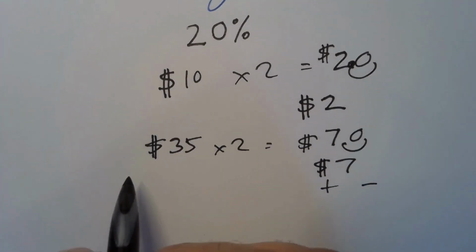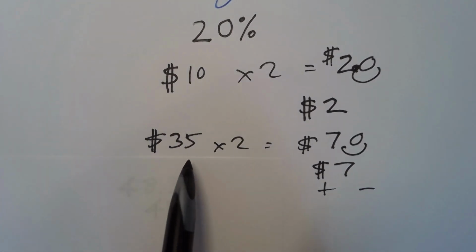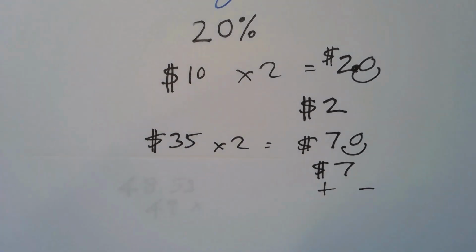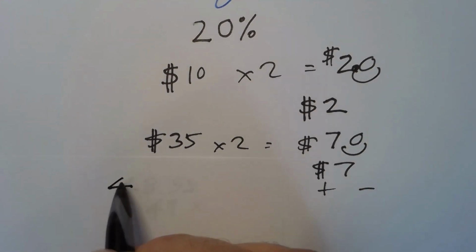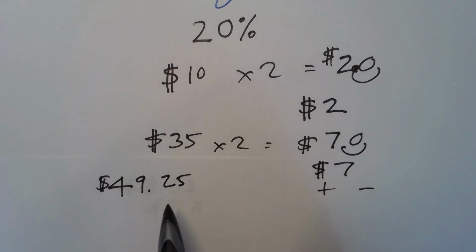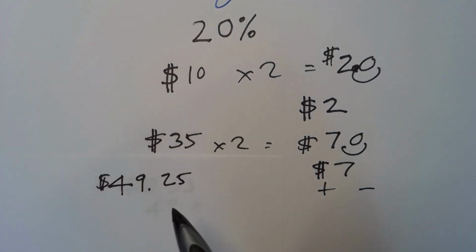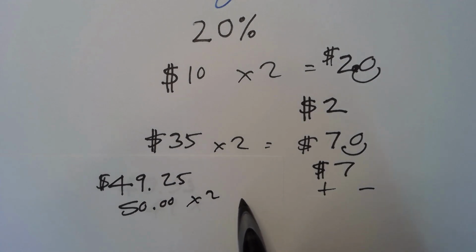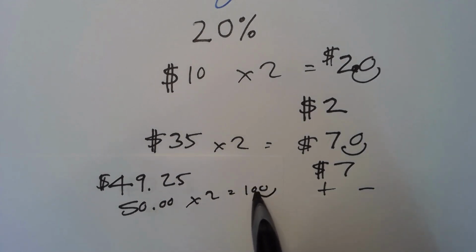Sometimes you might not get an amount that is an even number. Let's say my bill is $49.25. I could just multiply that by 2, but what I would probably do is round that up to $50 and multiply that by 2, which gives me 100. Move the decimal place back, and that gives me a 20% tip of $10, for which I can either add or subtract or keep right there.